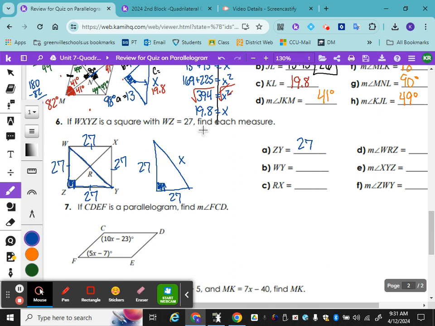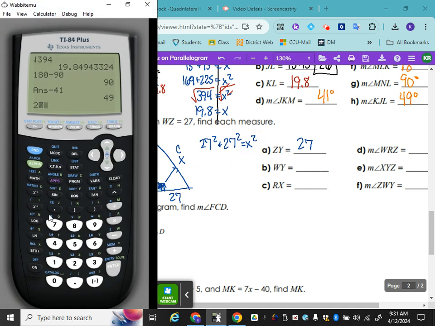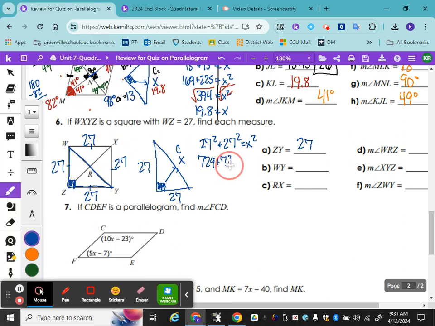So again, we're solving for the hypotenuse. 27 squared plus 27 squared equals C squared. That's your C, so that's your X. So I'll change that to X. A squared plus B squared equals C squared. 27 squared is 729. 729 plus 729, I don't want to skip steps, is 1458 equals x squared. Take the square root of that number.